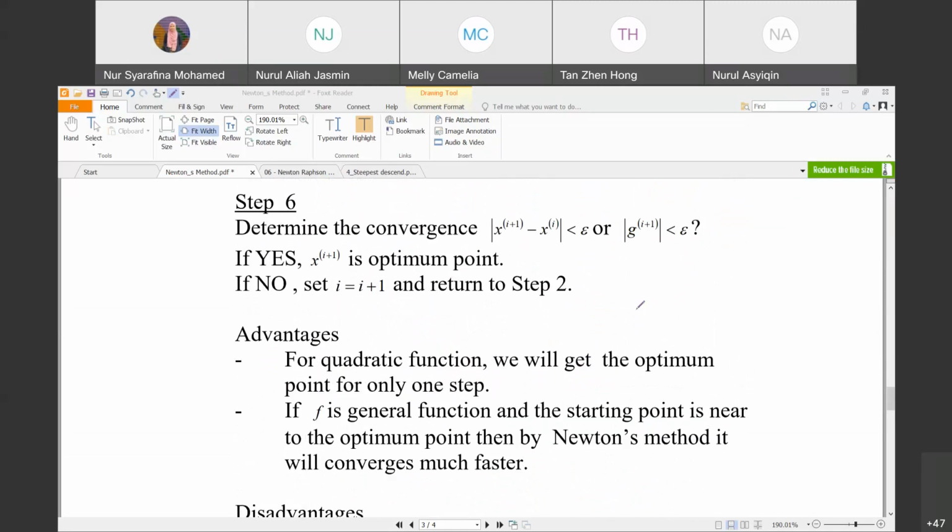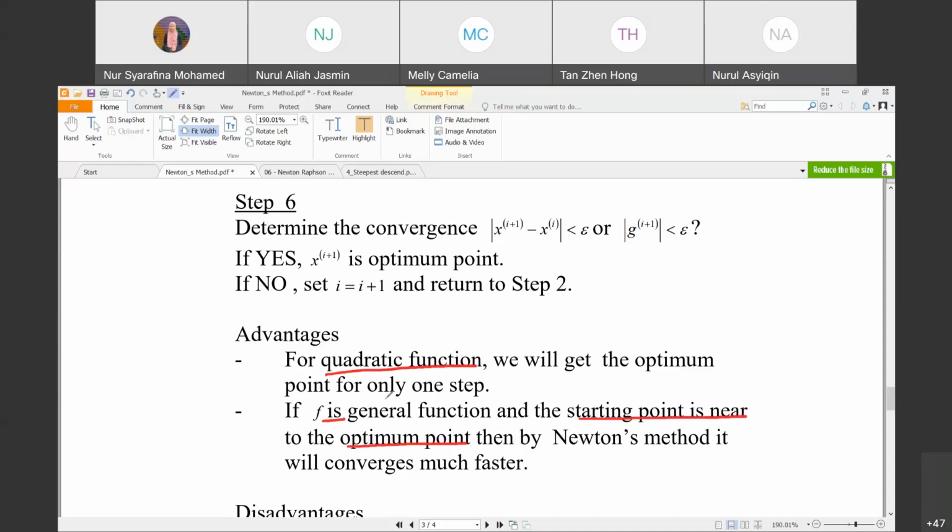Right, let's take a look at the advantages and disadvantages. For Newton's method, it is a big advantage for a quadratic function because we will get our optimum point in only one step. If f is a general function and the starting point is near the optimum point, then Newton will also converge much faster. So the advantage is for quadratic functions and also for a function which has the starting point near the optimal point.